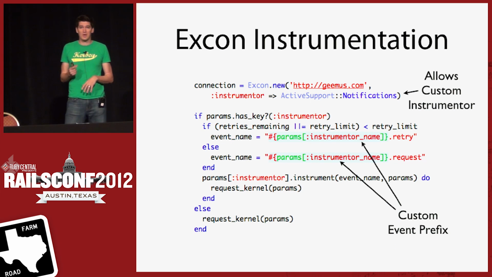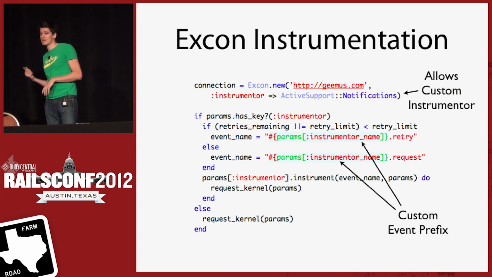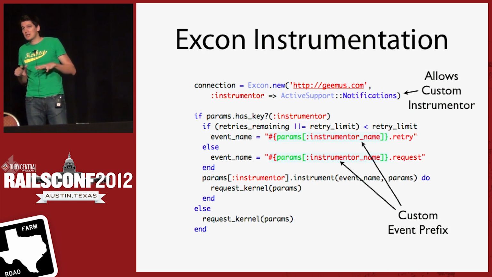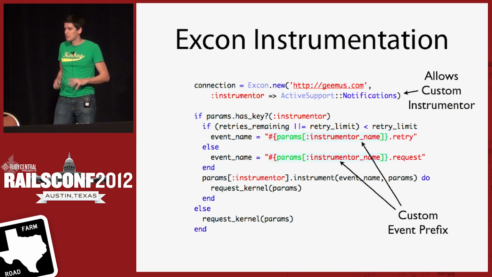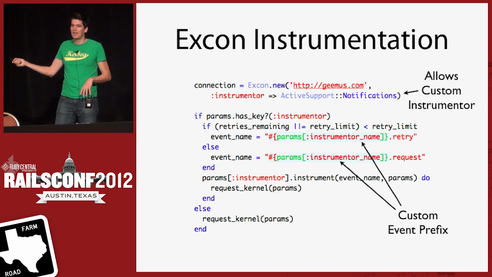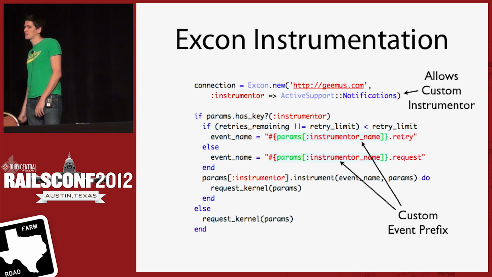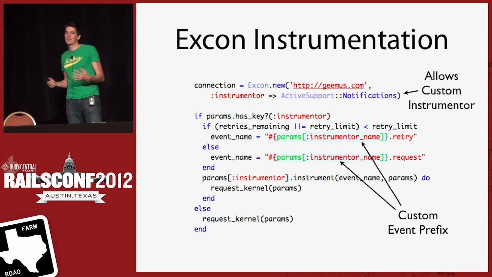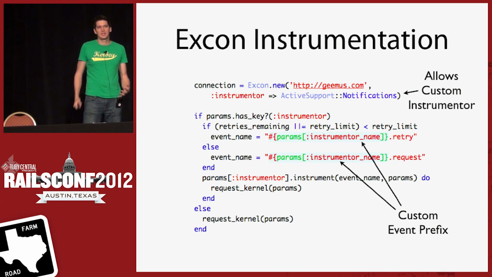Another gem that already uses instrumentation like this is Excon. This is the HTTP request layer below Fog, if anybody uses that, the sort of multi-cloud library. It's below a lot of other stuff, too. And one of the things that I think is great here is that you don't even have to use ActiveSupport notifications, right? I think this is the Ruby way. You can pass it any object with a .instrument method, and you're good to go.